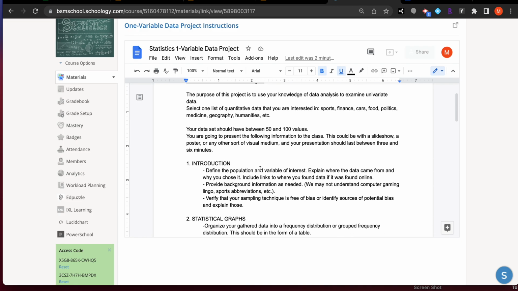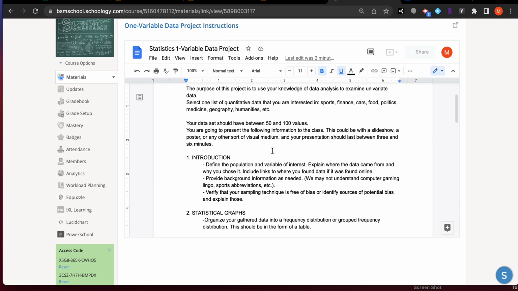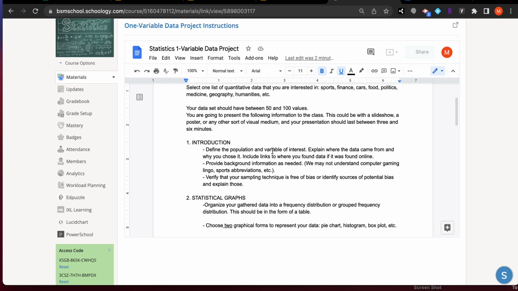The main piece of this is you're going to be giving a presentation to the class about all of your data from what you chose. You're going to present in front of the class, and it should be between 3 and 6 minutes. You can use a slideshow, a poster, really I'd leave it up to you, any kind of visual medium so we can see your graphs, charts, etc. Here are the requirements in that presentation.